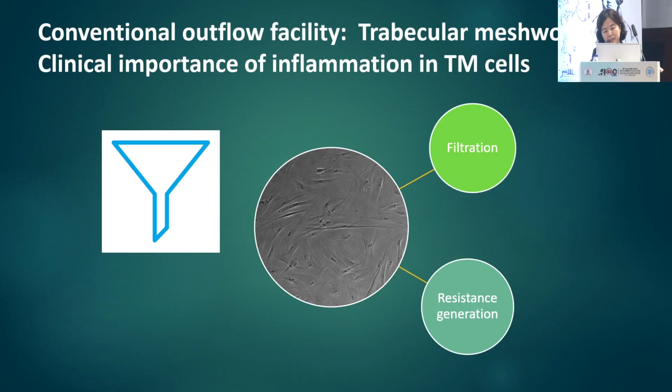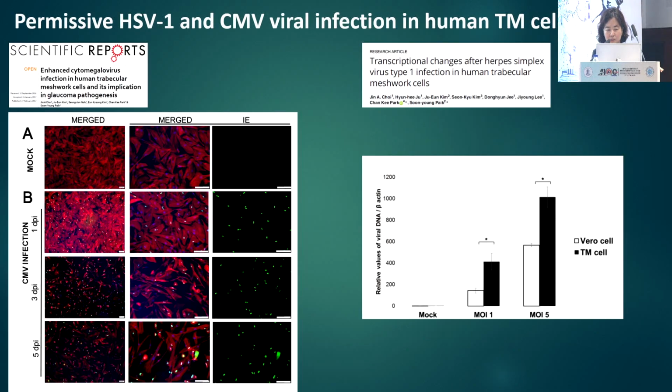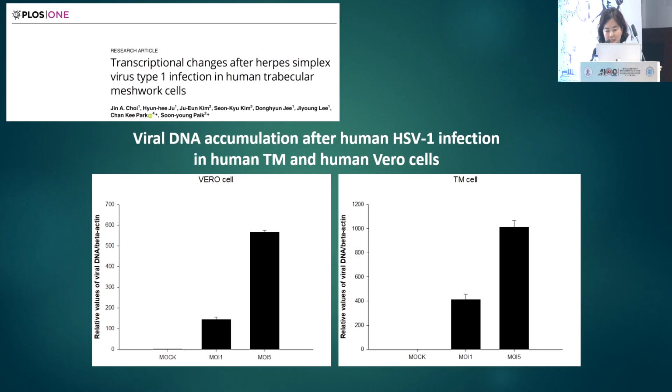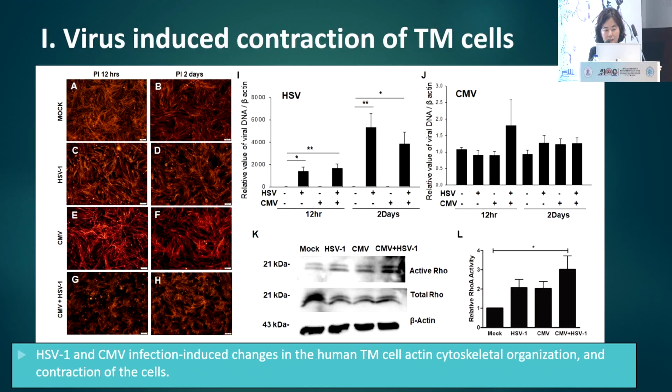In this IOP elevation, the direct inflammation of the trabecular meshwork cells is very important because it has a key role in regulation of intraocular pressure. Our group infected these viruses in human trabecular meshwork cells, and we found that cytomegalovirus is very permissive in TM cells compared to the control cells, and HSV-1 was also very permissive. And we found that the virus induced contraction of the trabecular meshwork cells, including cytoskeletal changes, which collectively increased the intraocular pressure.